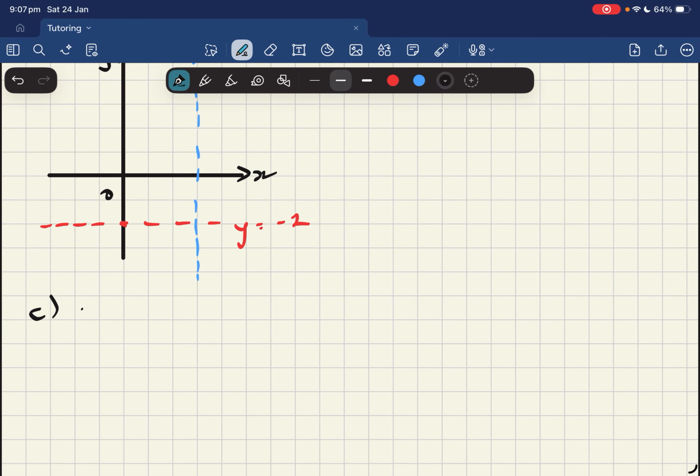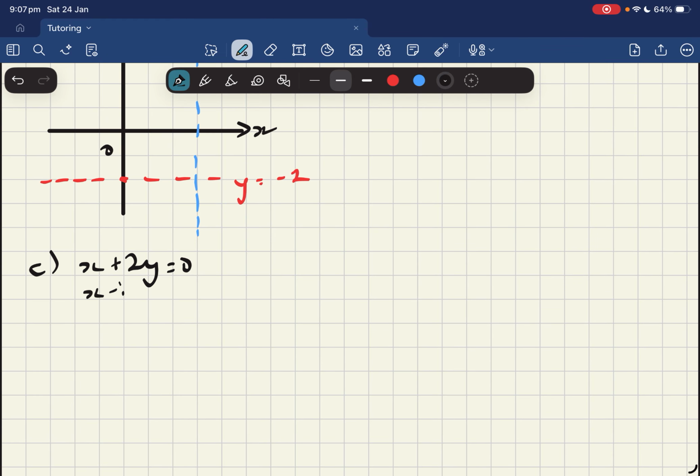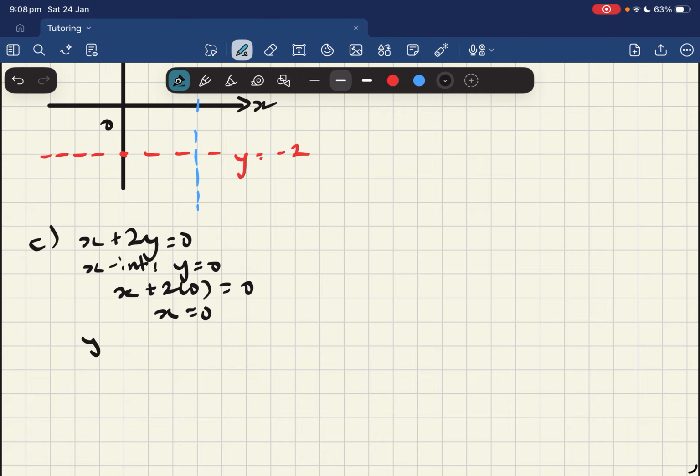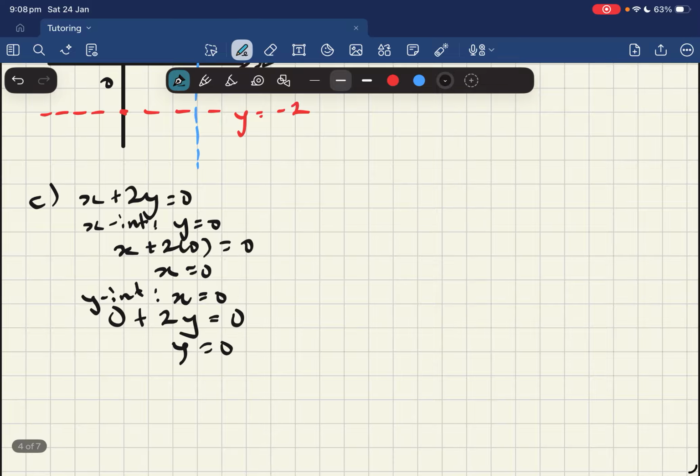we're looking at the line x plus 2y equals to 0. So I want to draw this line really quickly by finding the x-intercepts and the y-intercepts. Now, x-intercept happens when y equals 0. So x plus 2 times 0 gives us 0. So x equals 0. My y-intercept occurs when x equals 0. So I get 0 plus 2y equals to 0. Y equals to 0. Now, both of these, if I draw this up, both my intercepts are the same.